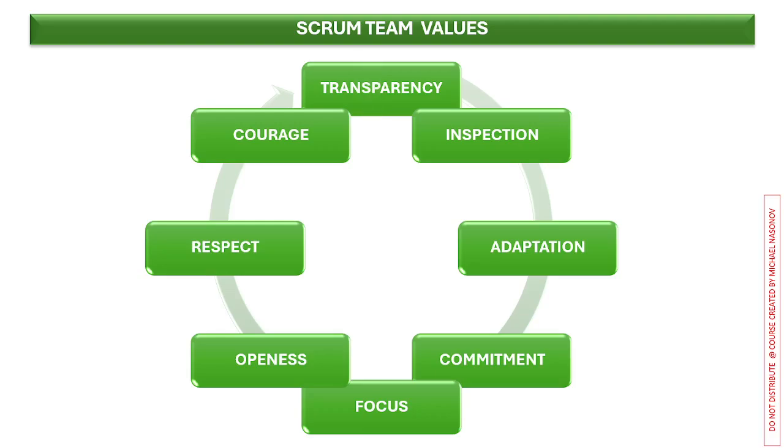All of this would not be available if the Scrum team did not have specific values, which are transparency, self-inspection, quick adaptation, project commitment, total focus, complete openness, mutual respect, and courage to complete project goals.